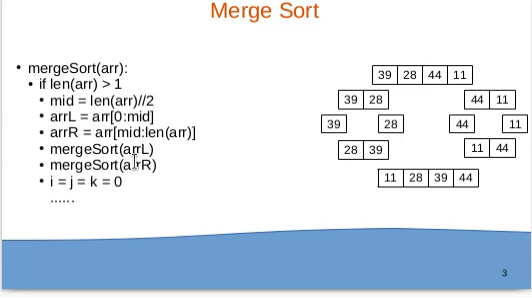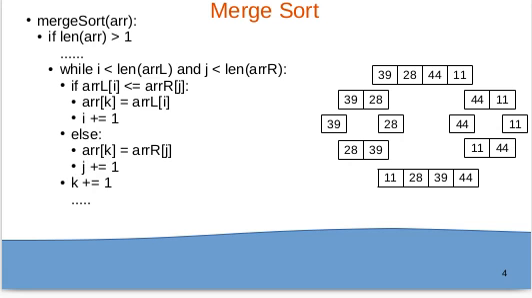So after finishing this division, then in this function we have to set the indexes i, j, k equal to 0. i equals the index of the left array, and j equals the index of the right array, and k equals the index of the new array. So now we will continue this function with this if condition.